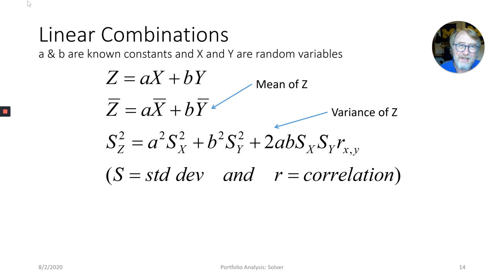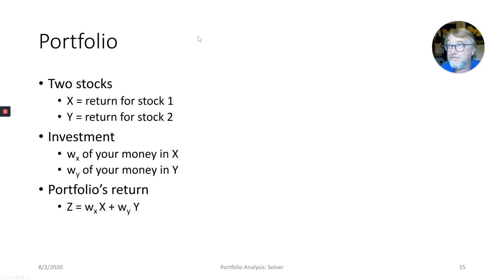The variance is much more complex. It's a quadratic function. The variance of Z is a squared times the variance of X, plus b squared times the variance of Y. And then we have a little bit at the end that depends on the correlation: 2 times a times b times the standard deviation of X, times the standard deviation of Y, times the correlation. That's how you get the variance of Z.